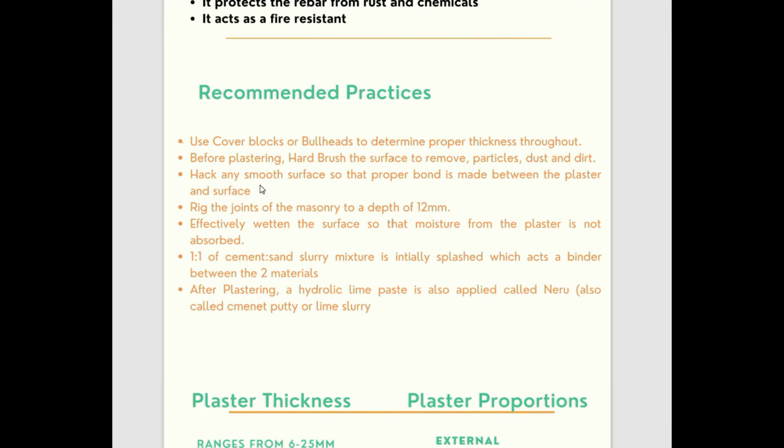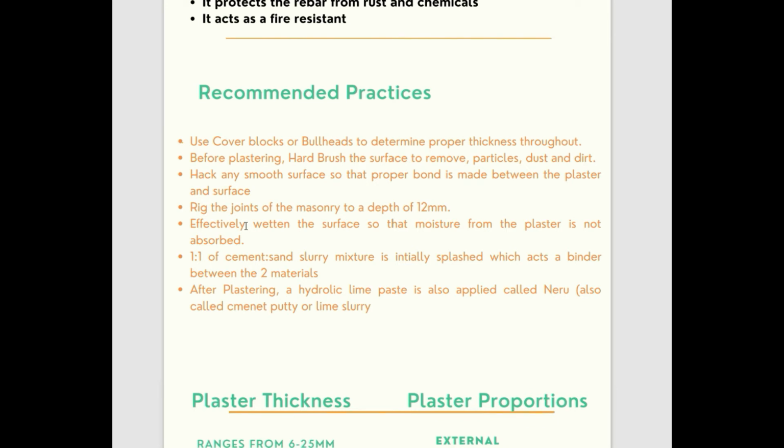Then again, rig the joints of the masonry to a depth of 12 mm. This again comes under roughing the underneath surface before plastering. So rig the joints of the masonry so that the plaster properly bonds with it. And there's even another thing called a chicken mesh. So use chicken mesh. I haven't mentioned that in this infographic, but use chicken mesh between different surfaces and then apply plaster above it. This would again make sure that a proper bond is made.